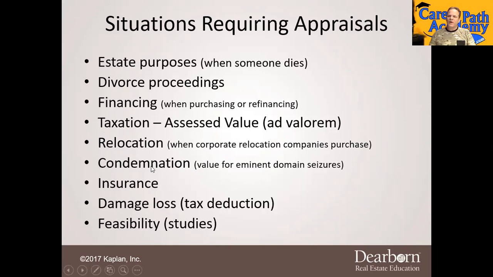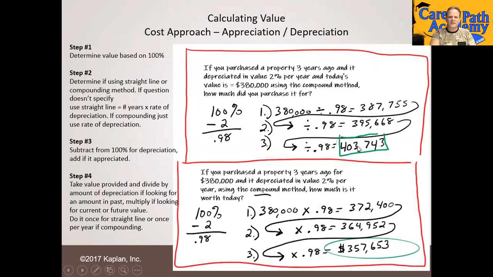It's the process of seizing a property through the courts using the government's power of eminent domain. For insurance reasons, you may need to get an appraisal. Or for damage, loss, for tax deductions, or for feasibility studies that governments do. These are all situations that would require appraisals getting done.